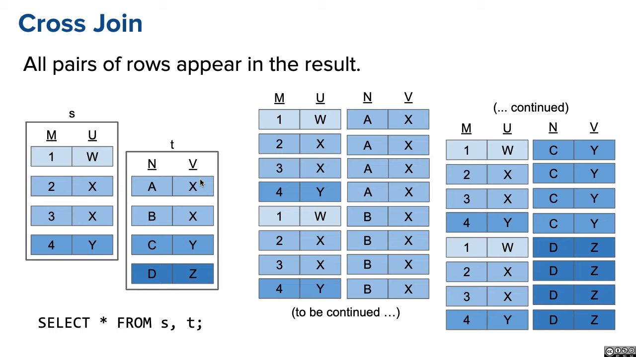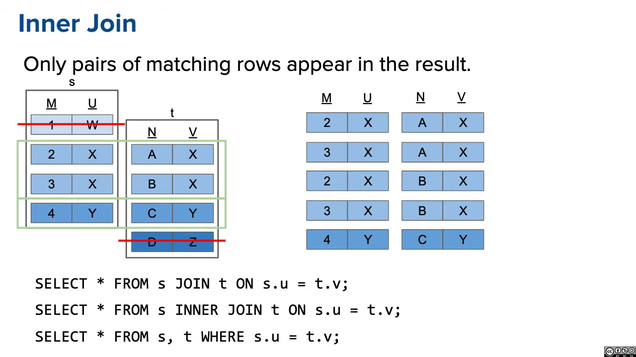That's not typically something that we'll do in real life, but what we can do is use the cross join to construct what's called an inner join, where only matching rows will appear in the results. For example, in an inner join, SQL will look at, if we join S and T on the U and the V column, this is equivalent to saying pd.merge.